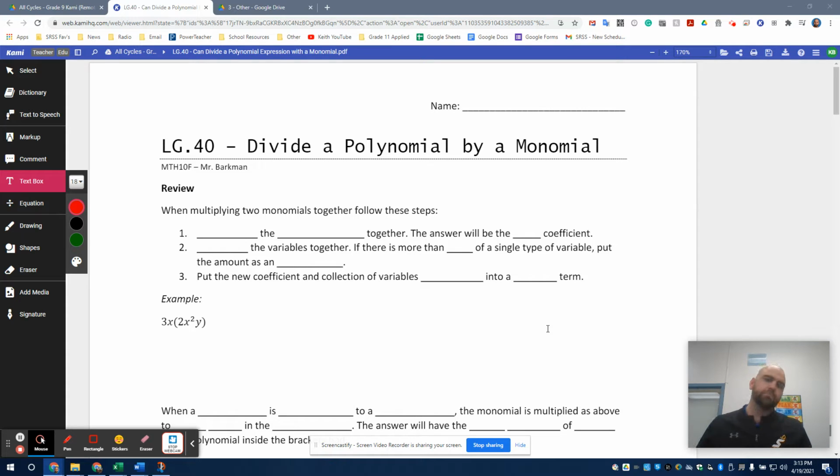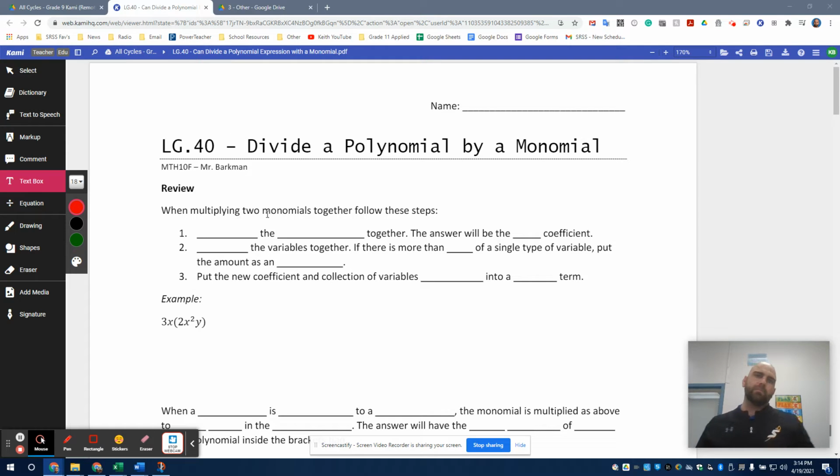In Learning Goal 40, we're going to be taking a look at how we divide a polynomial by a monomial. Previously, we've taken a look at how we multiply a monomial to a polynomial, and dividing is very similar. It's kind of the opposite operation, but we do it very similarly. So I'm going to start with a review of multiplying.